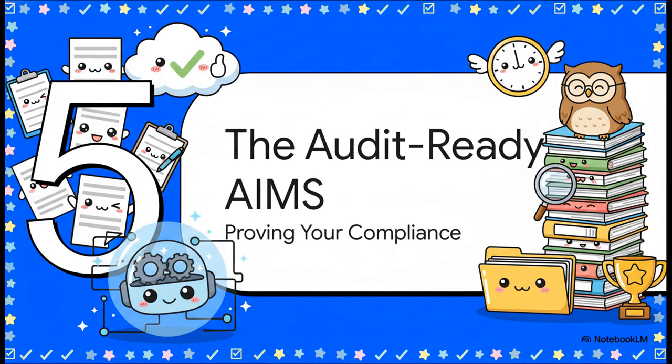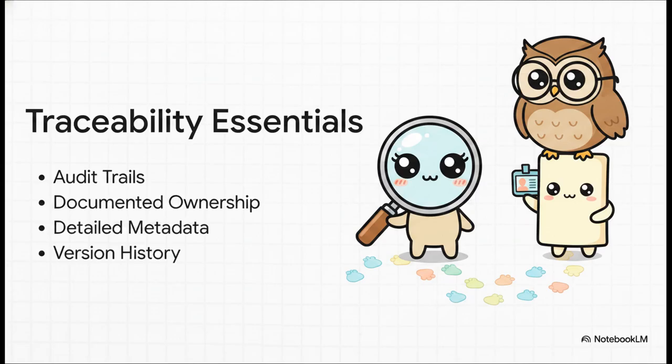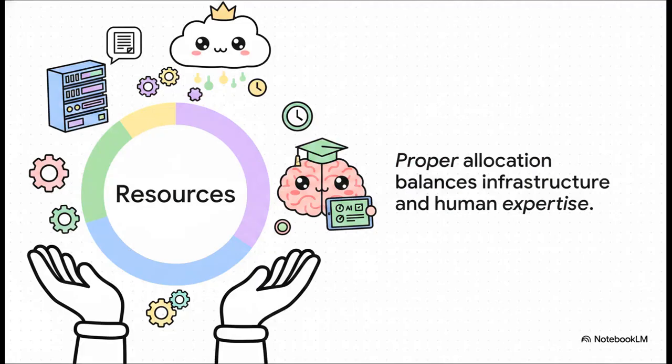And finally, let's wrap things up with Section 5, the audit-ready aims. This is all about proving your compliance. When auditors show up, they are going to be looking for absolute traceability. They want to see that every single modification leaves a permanent, transparent footprint pointing right back to a responsible human. We're talking chronological audit trails, detailed metadata, and clear documented ownership. This level of comprehensive version history is exactly what separates a wild, undocumented AI experiment from a mature, fully compliant management system.